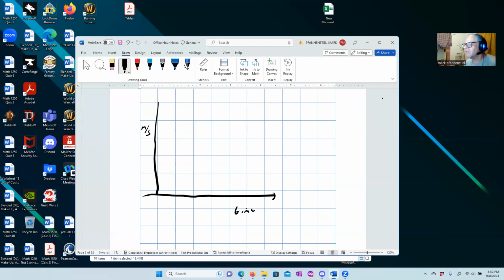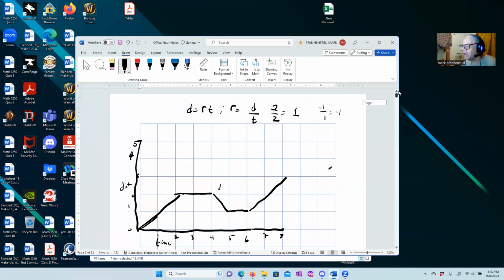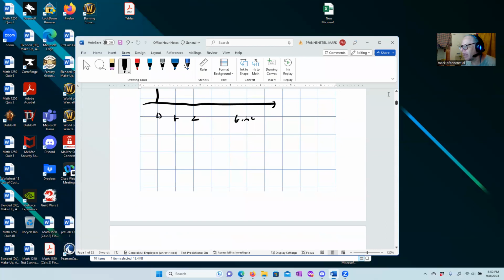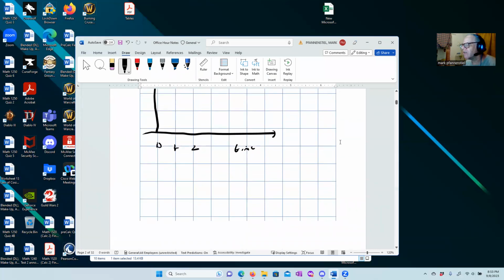From 0, 1, 2, what was my velocity over the first 2 seconds? Well, looking at this, my velocity over the first 2 seconds seemed to have been 1. So we're going to come over here, and over the first 2 seconds, we're just going to graph it as a 1. First 2 seconds, it stays at 1.